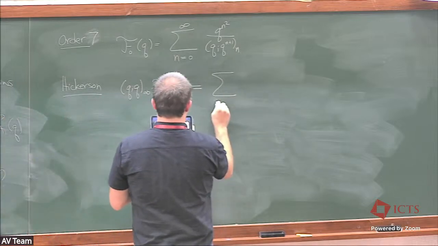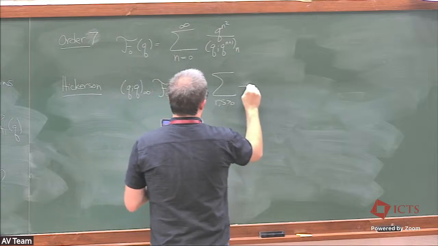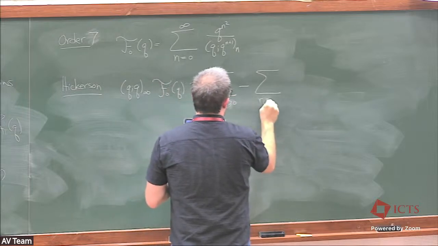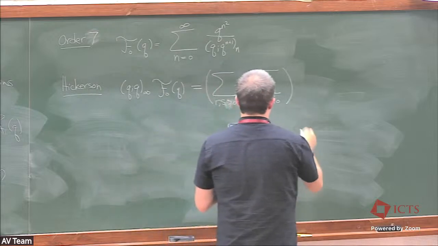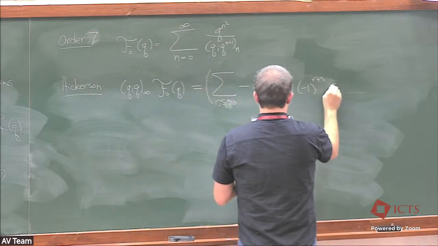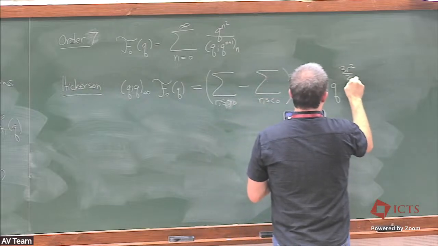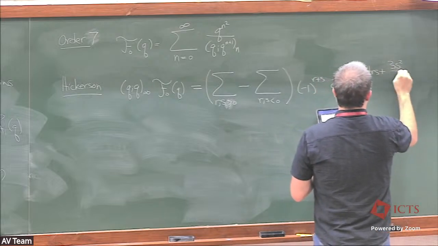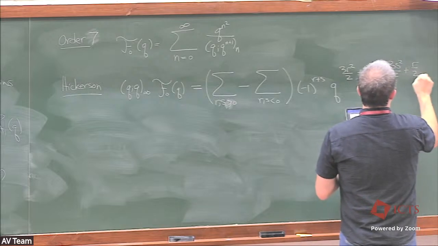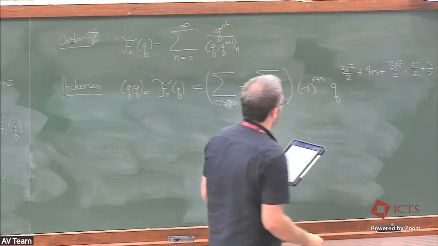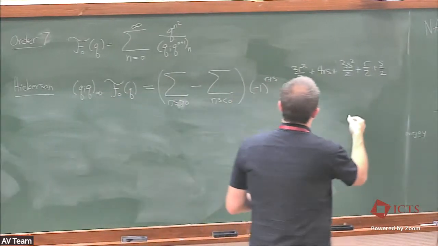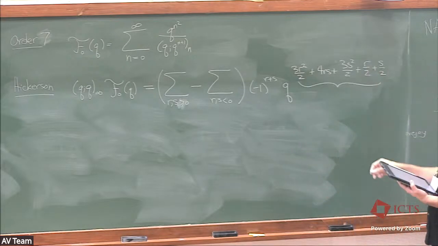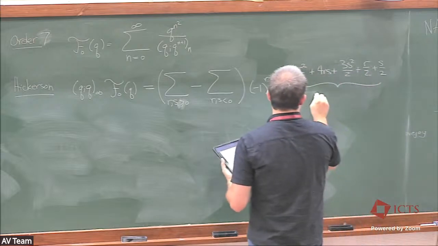It's a sum over all r and s greater than or equal to 0, minus a sum over all r and s less than 0 of the following thing: minus 1 to the r plus s, q to the 3r squared over 2 plus 4rs plus 3s squared over 2 plus r over 2 plus s over 2. Now, the exact coefficients of this don't matter so much right now, but what I want to point out is that this is an indefinite quadratic form.